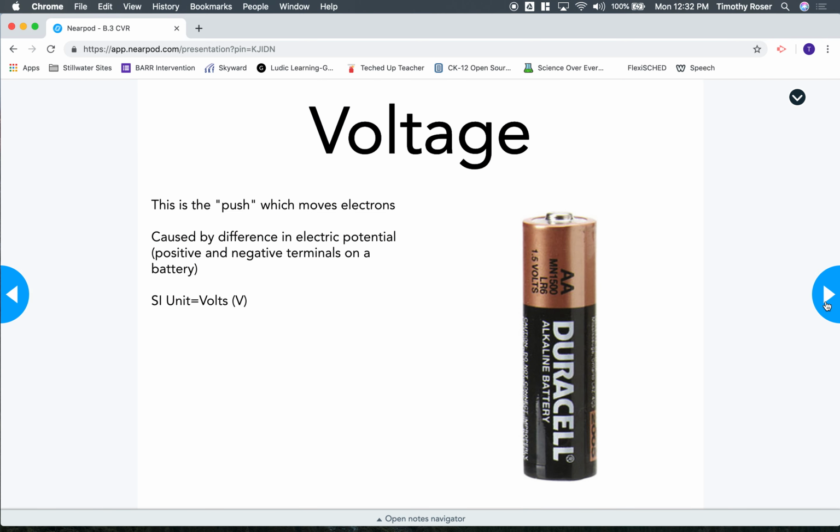So voltage is the push that moves electrons in a circuit. And this is caused by a difference in electric potential. These are the positive and negative terminals on a battery. And we'll get more into this when we meet together as a group next week. Now, the metric unit for voltage is volts, which we abbreviate by using V.